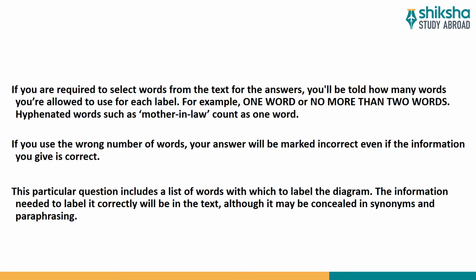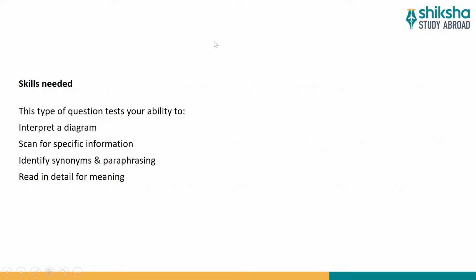The information needed to label it correctly will be in the text, although it may be concealed in synonyms and paraphrasing. Now, what are the skills needed for this particular question type, diagram labeling? This question type tests your ability to interpret a diagram, scan for specific information, and identify synonyms and paraphrasing. Also read in detail for meaning.